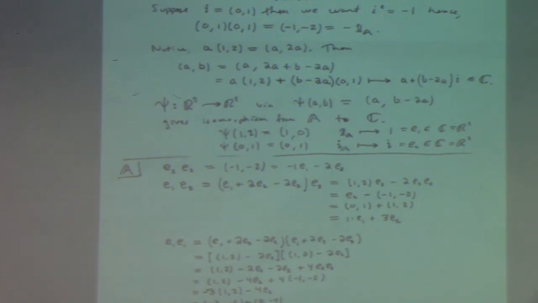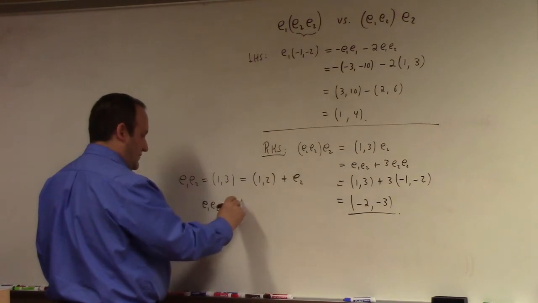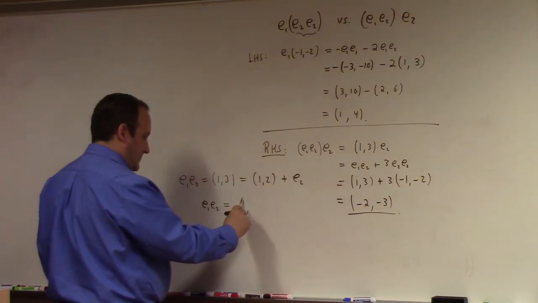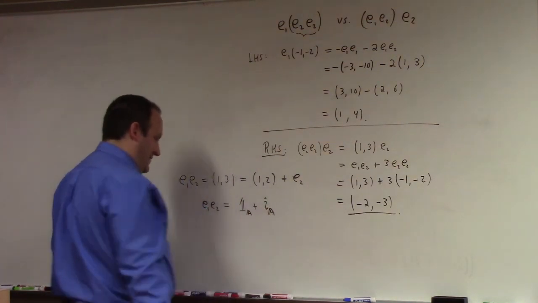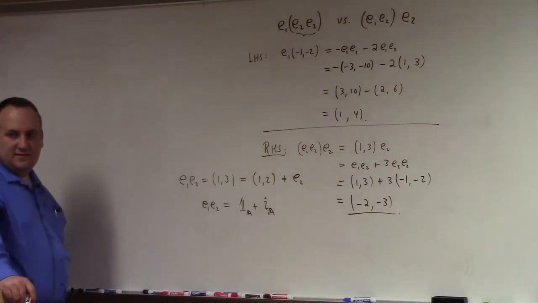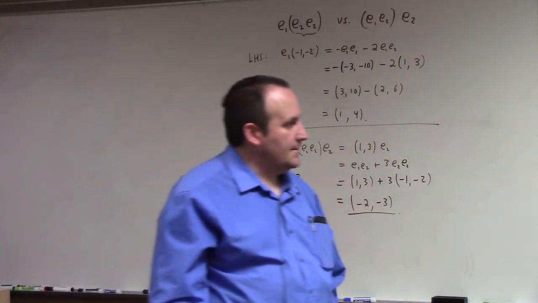Oh, so you said E1, E2... well, let's see. So E1, E2 is equal to, what did I say, 1 comma 3, right? Which is 1 comma 2, right? Plus E2. So E1, E2 is equal to the 1 in the algebra plus the I in the algebra, so to speak. It's okay, I guess. So we know E1, E2 is equal to that, but that's the second step.